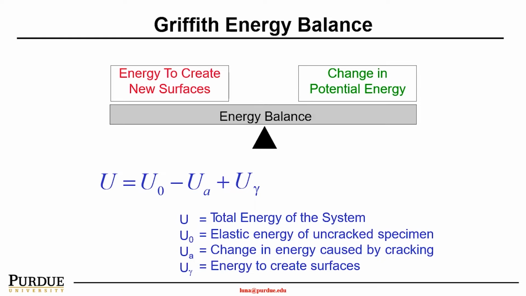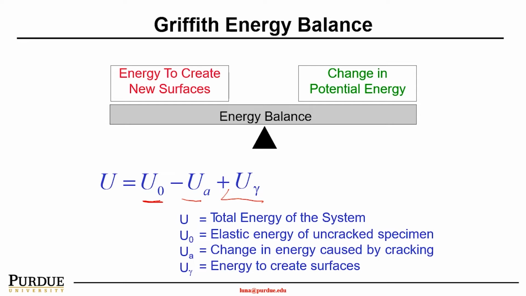So that's from a mechanics standpoint. And Griffith approached this from an energy standpoint. In the 1910s, he published his first PhD thesis, and in that thesis he argued the total energy of the system should be balanced. That should be equal to the elastic energy of the uncracked specimen, minus the change in energy caused by a crack, plus the energy to create the surface.